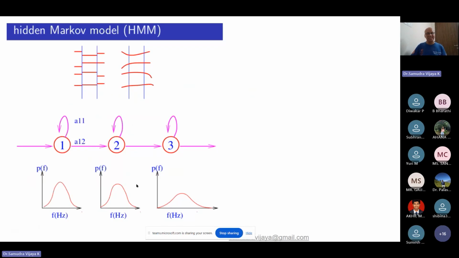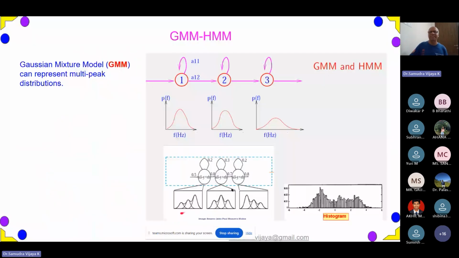They call it a sequence of 3 states. And within each state, even within one state, it varies. Therefore, we represent it by a probability distribution. Such a model is called a hidden Markov model, which is a sequence of 3 states, and each state is modeled by a probability distribution. And of course, there are details: instead of representing the probability distribution of each state by a single Gaussian, you can represent it by a Gaussian mixture model.